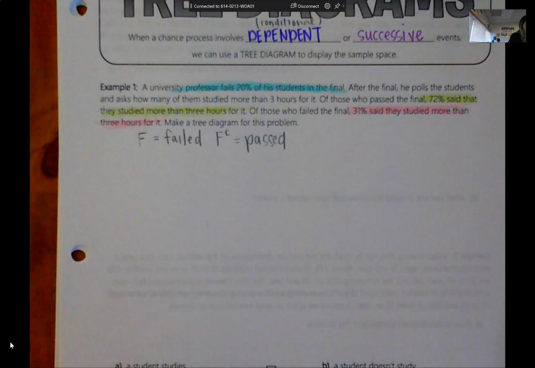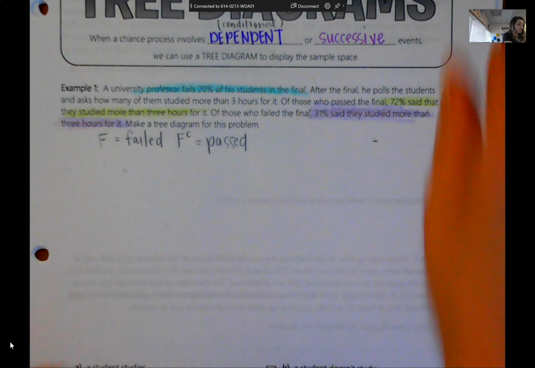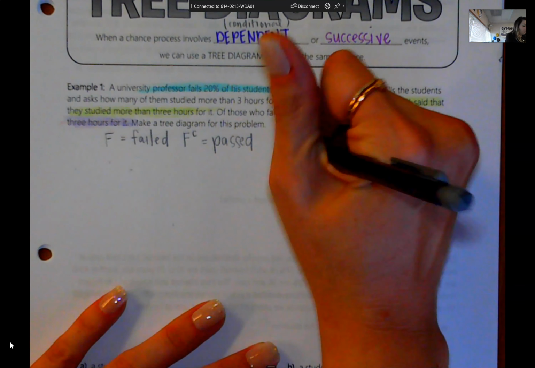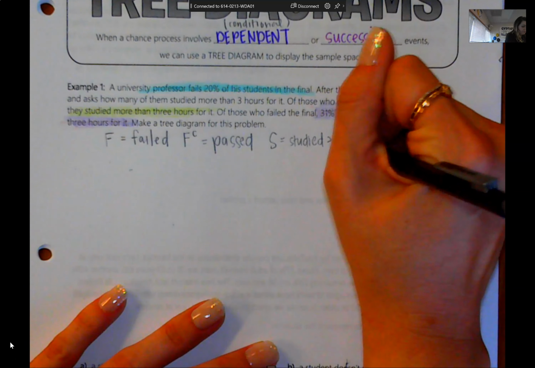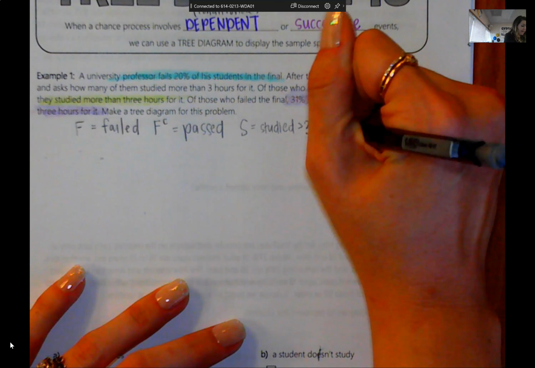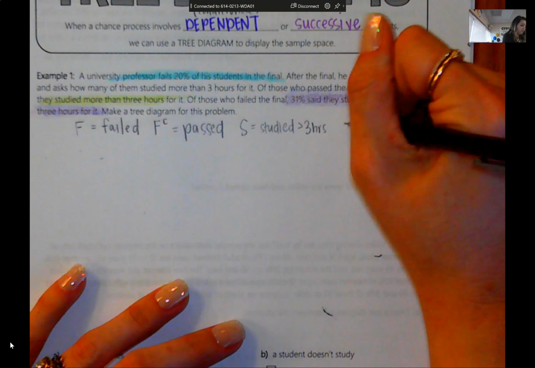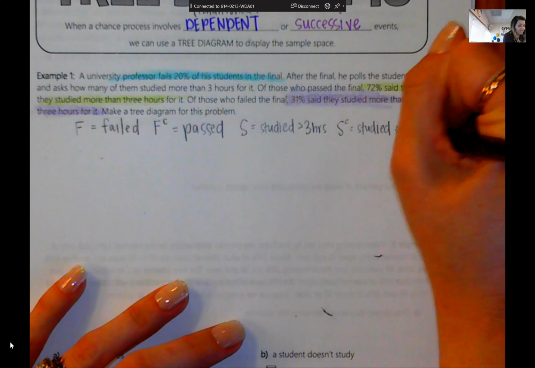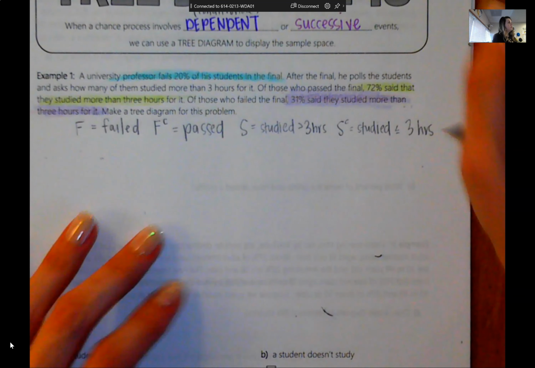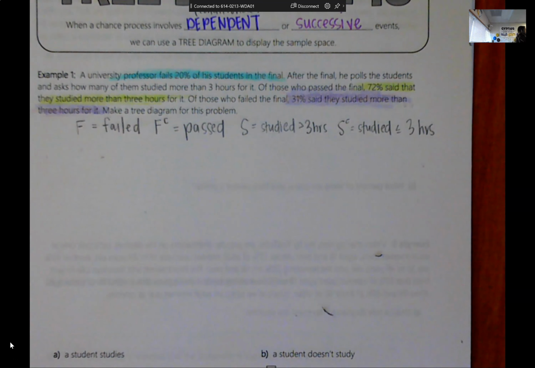Okay, then the other piece that they have added on for me is the studying. So I'm going to need a letter for that. I'm going to call S, studied more than 3. You might want to write hours just in case you forget. Which means S complement is studied less than or equal to 3. So the information that they gave us was how many students failed, and then given who passed and failed, whether they studied or did not study.